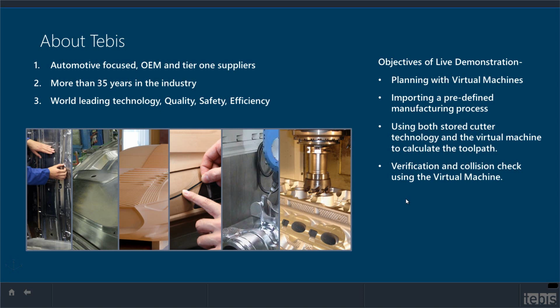And today in our demonstration, I'm going to be looking at planning with virtual machines, importing predefined manufacturing processes to apply as a machining process. We're going to be using the stored cutter technology and the virtual machine in the Tebis software to calculate the toolpaths and all of the technology applied to them, such as your machine head collision limits, etc., and the verification of the machine with the collision check using the virtual machine as well.